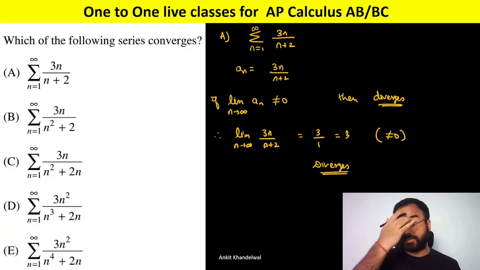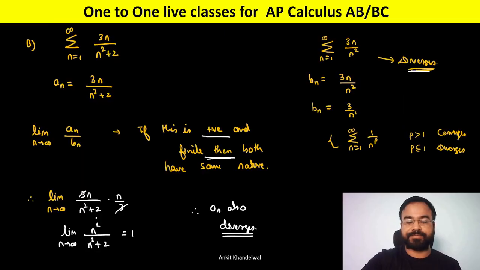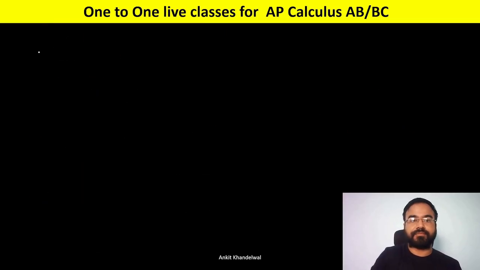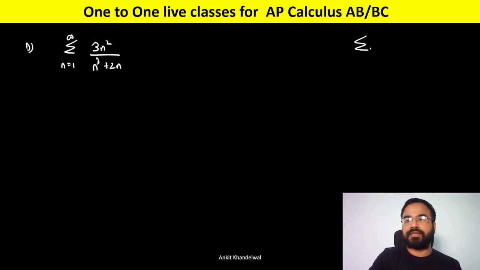So now let's see the option D. Option D says 3n square upon n cube plus 2n. Again we can say the bn we can take as 3n square upon n cube. Let's remove this 2n. We can take anything, right? We should know its nature, right? So n square will get cancelled out, so it is 3 upon n. Same logic, it is diverging by p series.